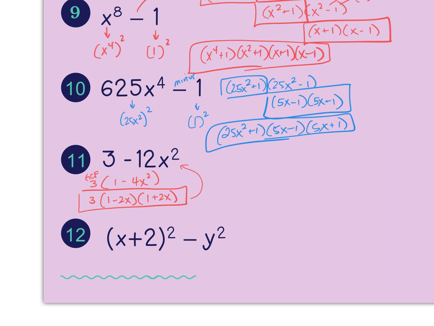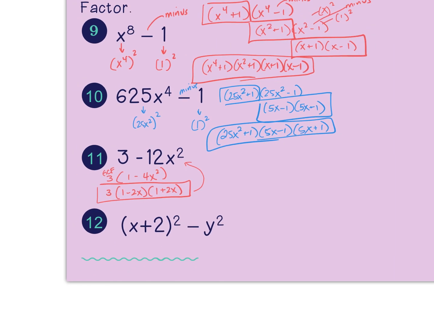And then the last one, I've got x plus 2 squared minus y squared. So again, even though it looks different, this does have a square root, right? This is x plus 2 squared. This one here is y squared, and it's a minus. And so I know that this answer is going to be x plus 2 plus y times x plus 2 minus y.